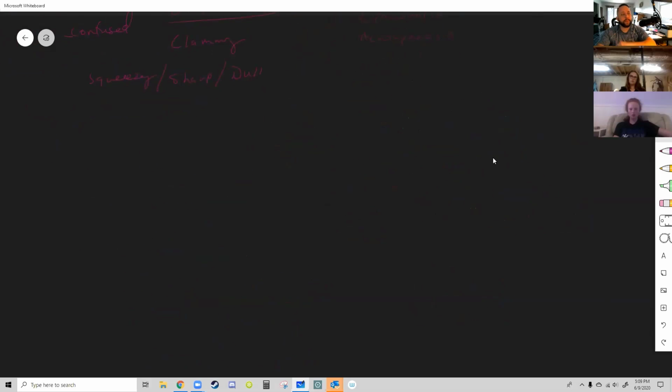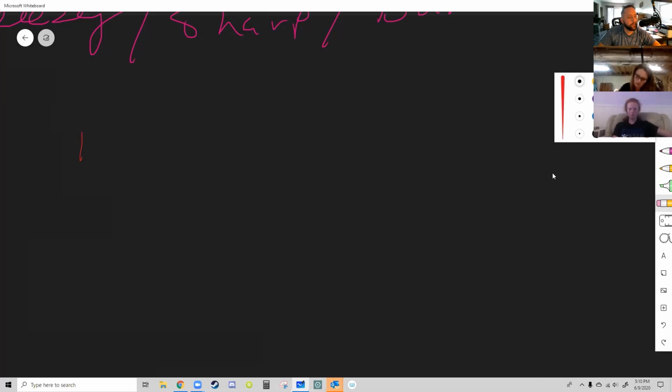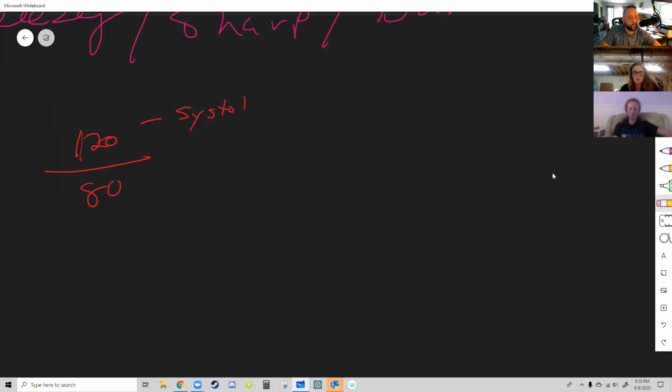So BP, how does BP work? Beats per minute? No, blood pressure. So it is 120/80. Let me zoom in here. How does blood pressure work? It is 120/80 in terms of the numbers. Usually this number is bigger than this number. This is the systolic number, and this is diastolic.